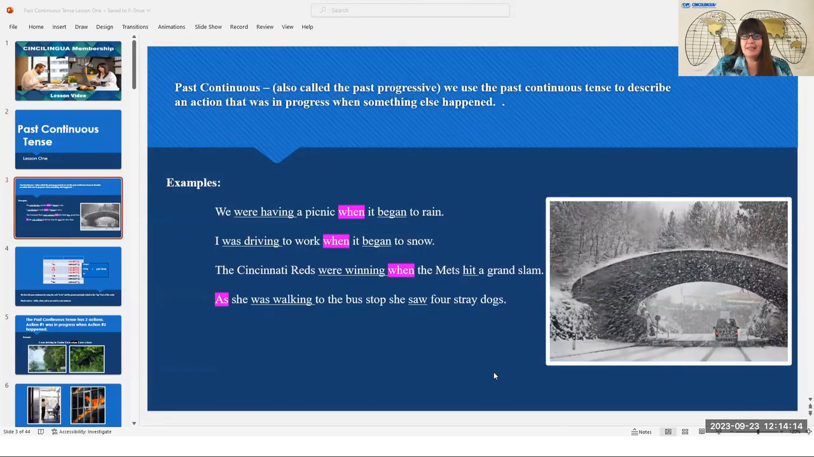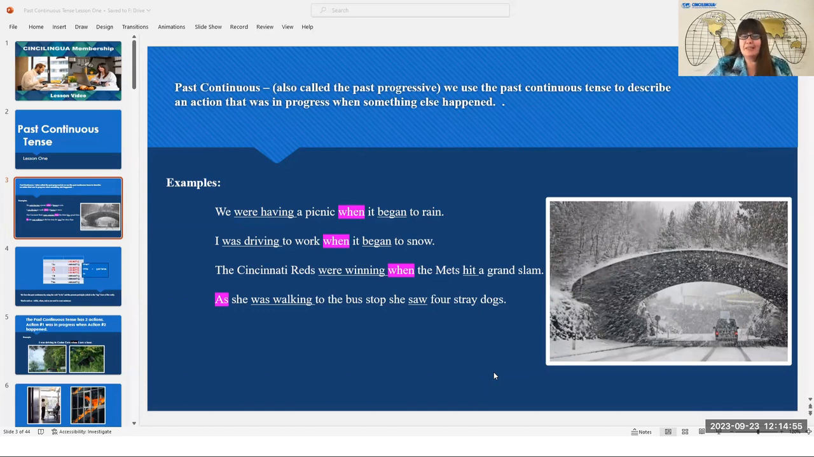The past continuous tense is also called the past progressive. We use the past continuous tense to describe an action that was in progress when something else happened. So basically, we are talking about two actions in the past. Both actions are finished, but the first action in the past started and was in progress when the second action occurred.